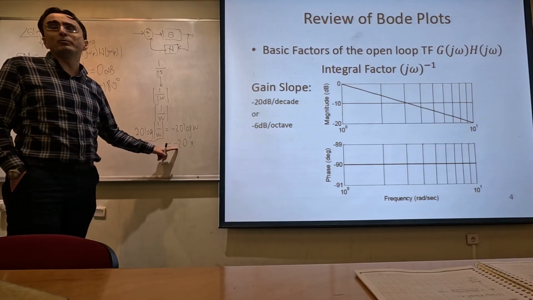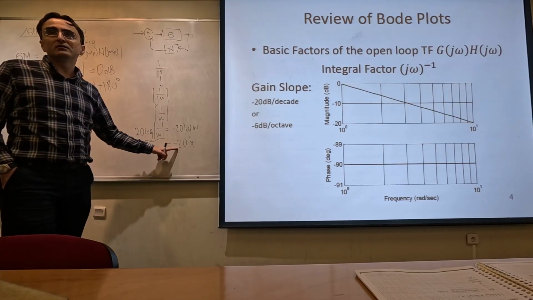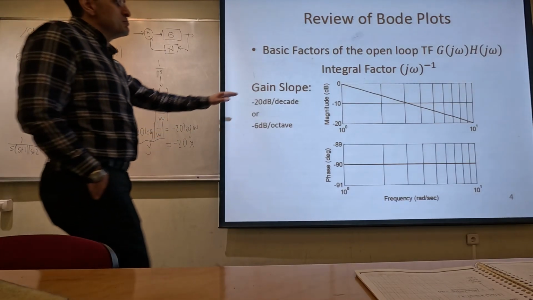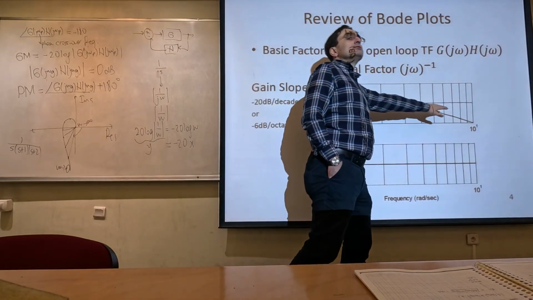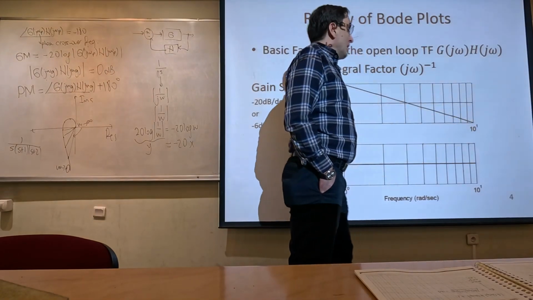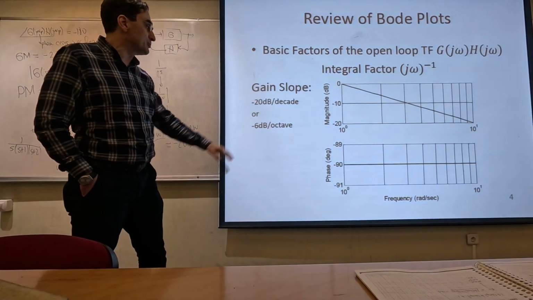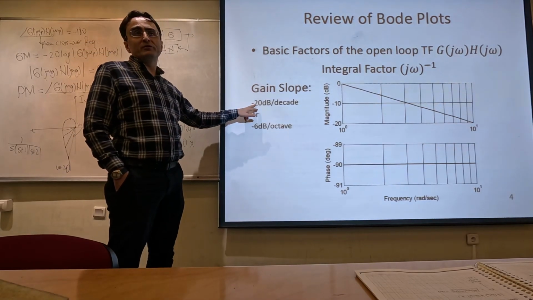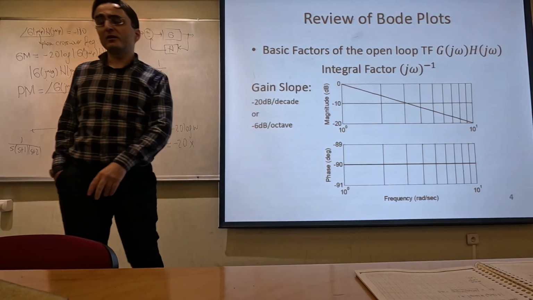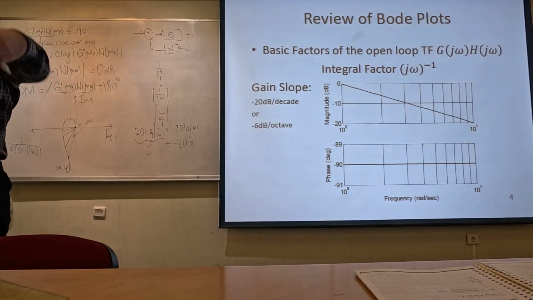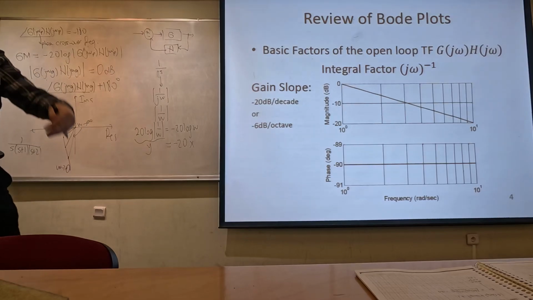And what is the slope of this line? It is minus 20. So when you look at the magnitude here, you would see a line, okay? And the slope of this line would always be minus 20 dB per decade or minus 6 dB per octave. A decade would mean 10 times in this context. Okay, it means 10 times.